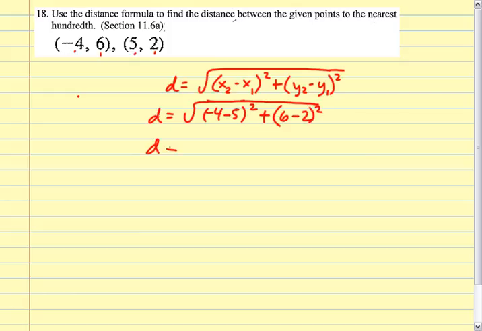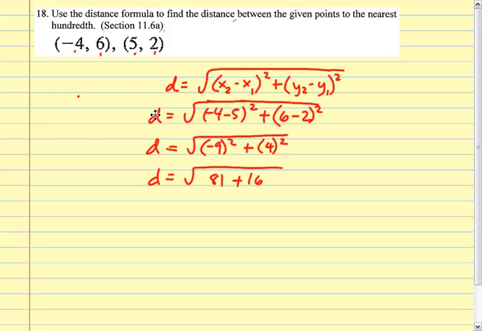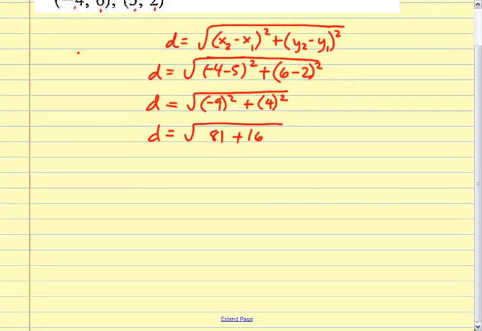Alright? So then the distance is equal to negative 9 squared plus 4 squared. The distance is equal to the square root of 81 plus 16. Distance is equal to the square root of 97. Is that it? Alright. So I'll go with that. It is plus.